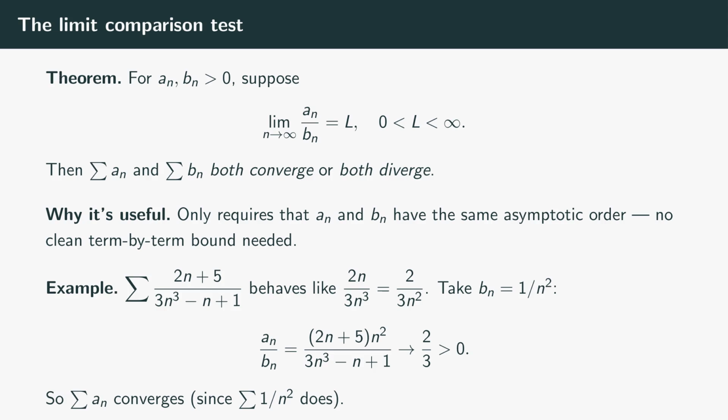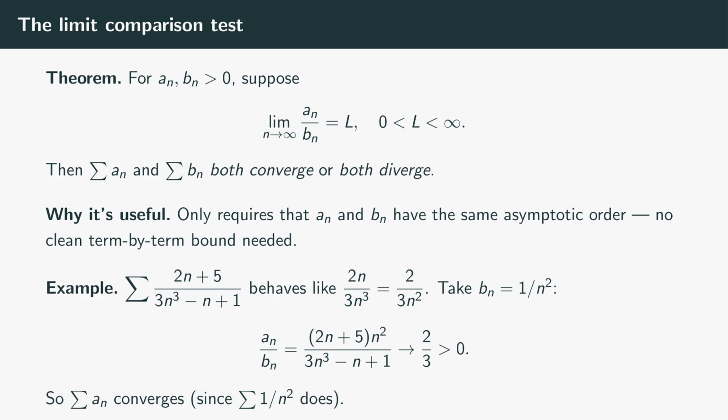Third test, the limit comparison test, a more forgiving cousin of direct comparison. Statement. For positive term series a_n and b_n, if the limit of a_n over b_n equals some finite positive L, then the two series share a fate. Why more useful than direct comparison? Direct comparison requires a clean term-by-term inequality, which can be a pain.